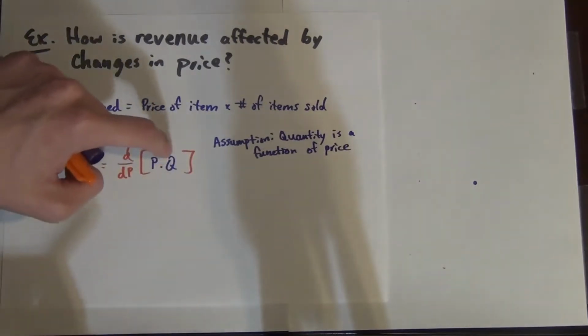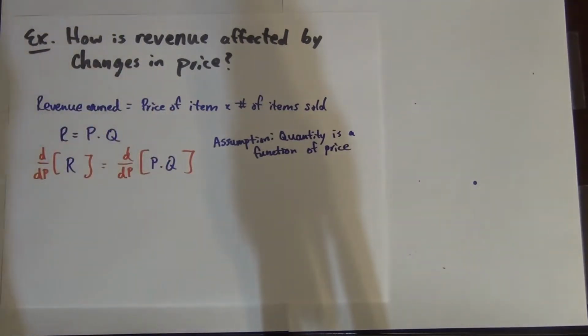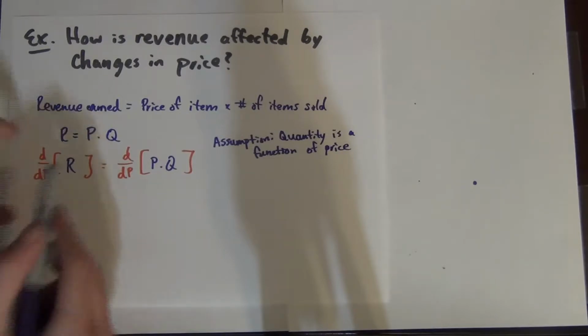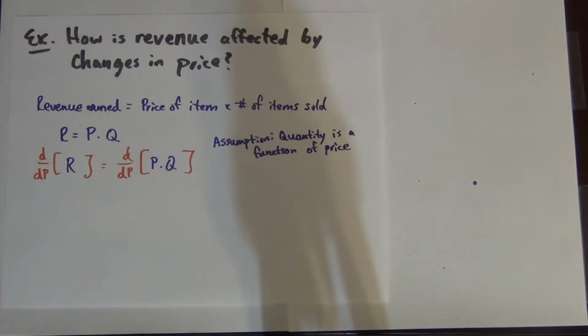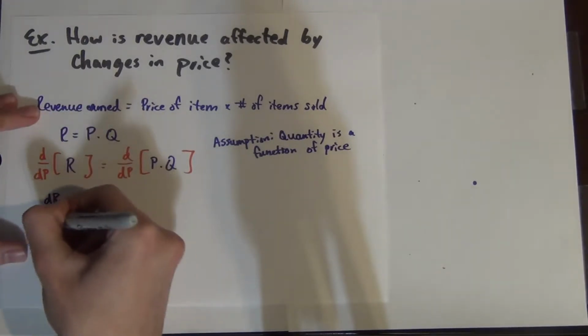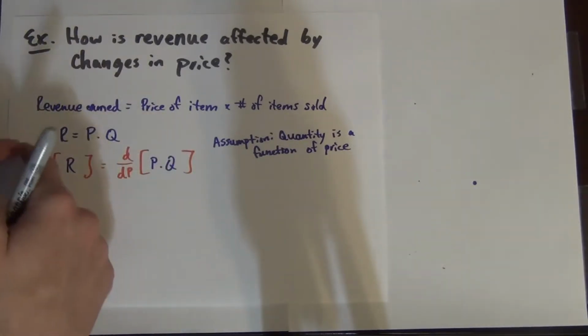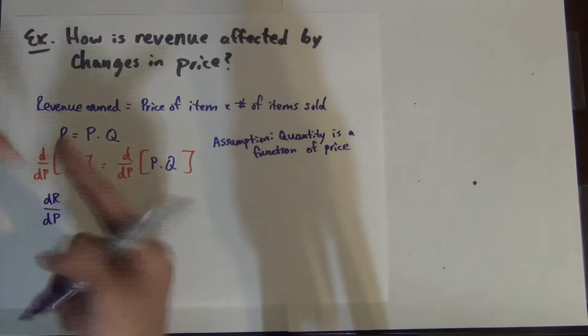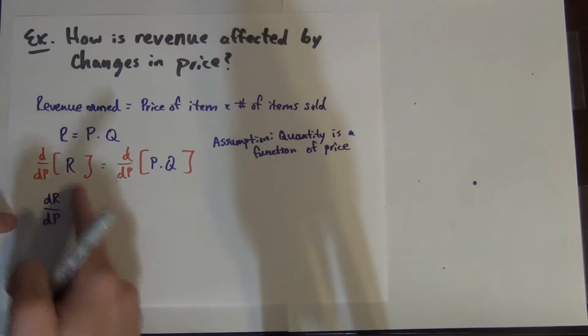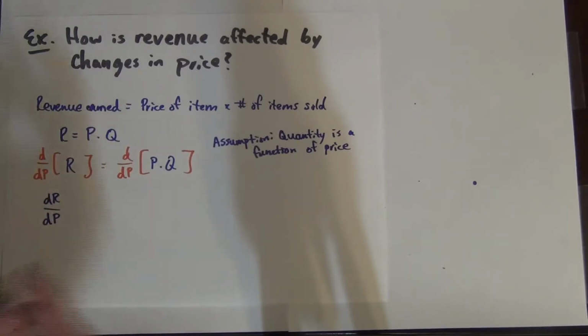So if this doesn't have anything to do with price, well then we have a situation that I'm not ready to talk about yet. All right, so how do I take the derivative with respect to price of R? What does that represent? Well, according to Leibniz notation, all you would do is write this as dR/dP. The derivative with respect to price of R is really the derivative of R with respect to P. So how is revenue, the change in revenue, with respect to price?